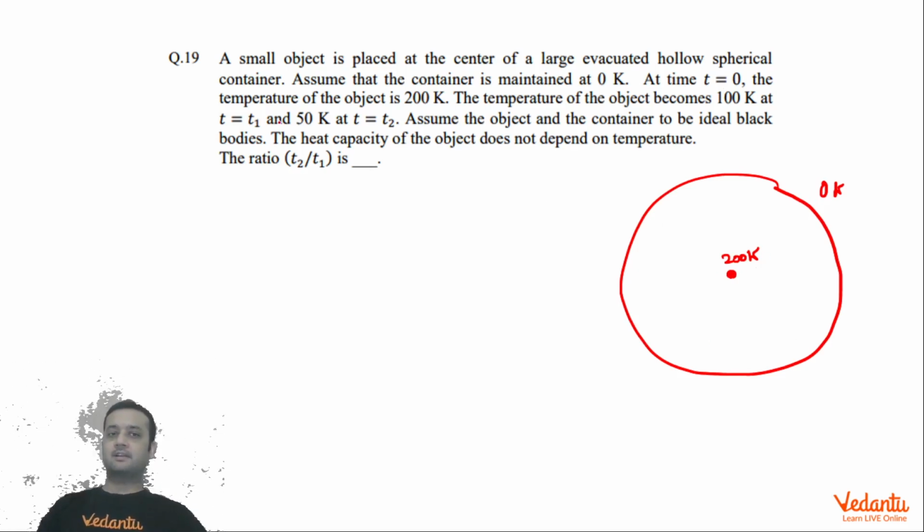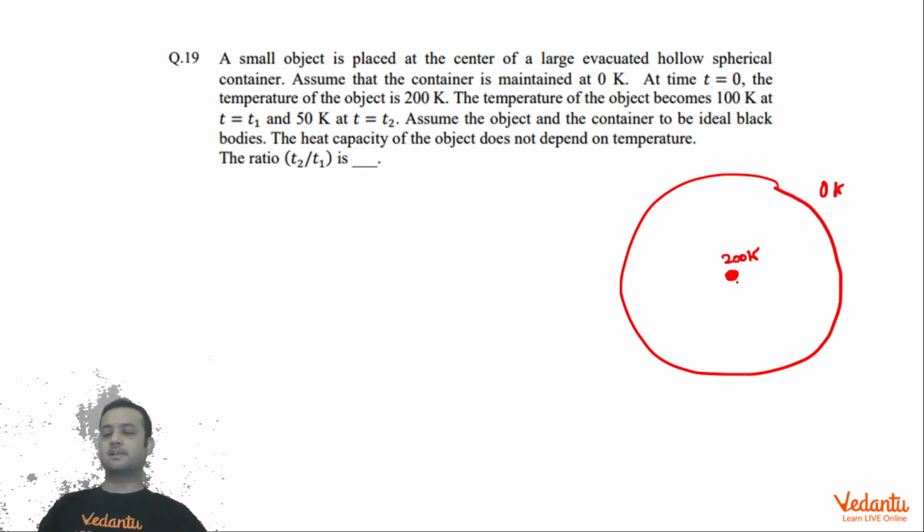So after time t1, the temperature of this small object becomes 100 Kelvin, and after time t2, measured from t equals 0, the temperature becomes 50 Kelvin. Okay, so you have to find the ratio t2 by t1. We have to assume that the heat capacity of this is independent of the temperature. That means it is constant.